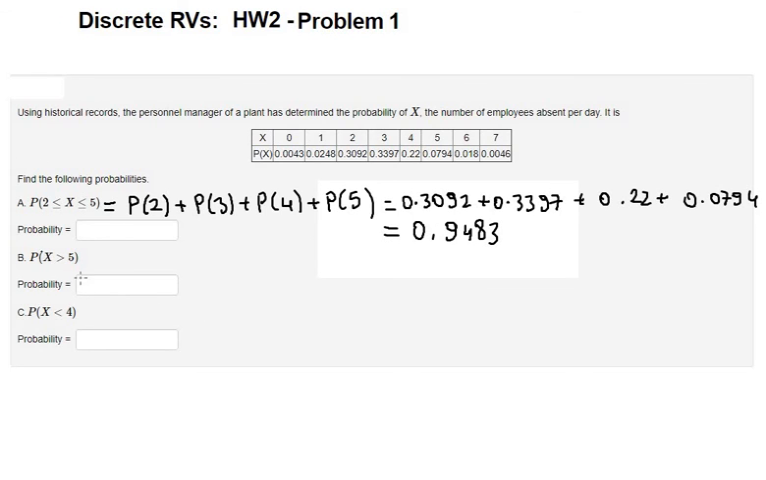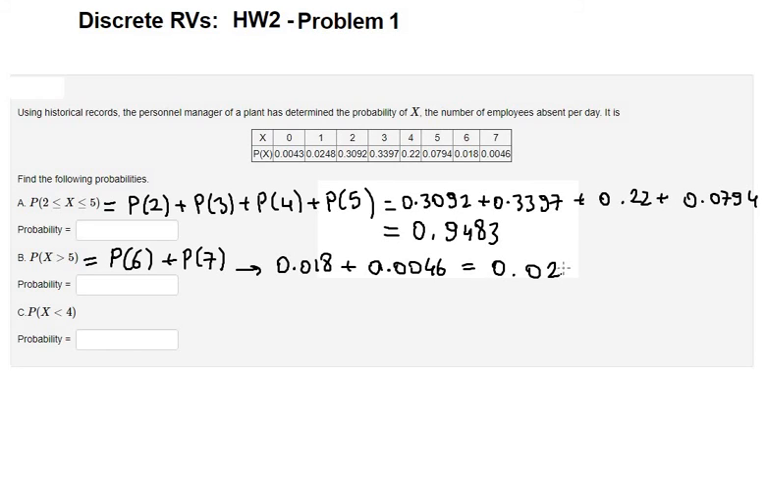Now we're going to calculate the probability that X is greater than 5. 5 is not inclusive. That is equal to the probability that X is equal to 6 plus X is equal to 7, given in the table. So here the probability that X is 6 is 0.18 and the probability that X is equal to 7 is 0.0046, and if we add them up we obtain 0.0226.